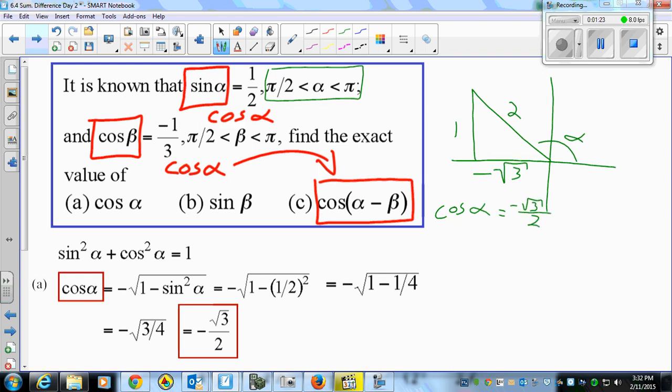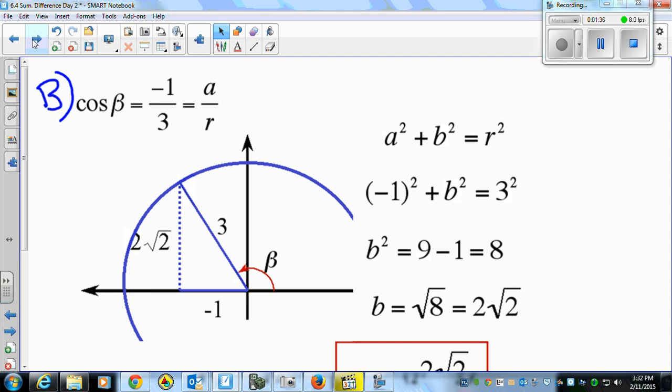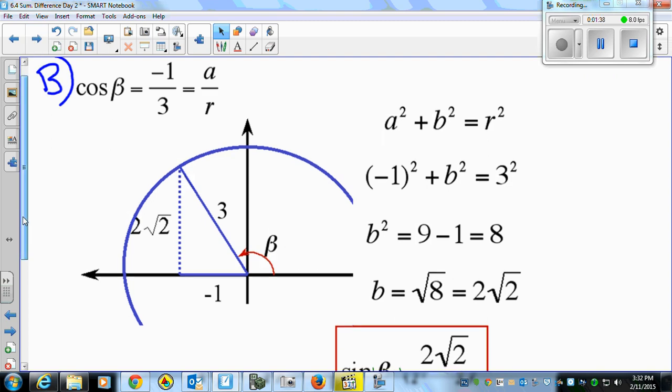It's on our unit circle, but we can do that with any one. Notice we can also plug it in to our Pythagorean identity and work it out correctly, and we get the same solution. Alright, so what happens if it's not on the unit circle and we don't just recognize that?